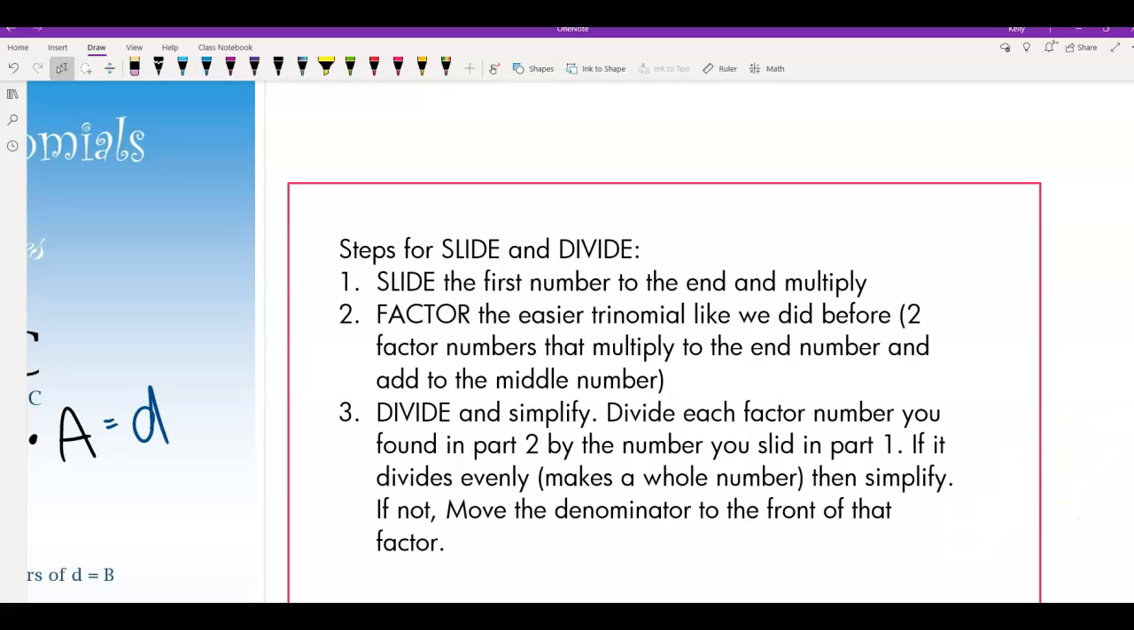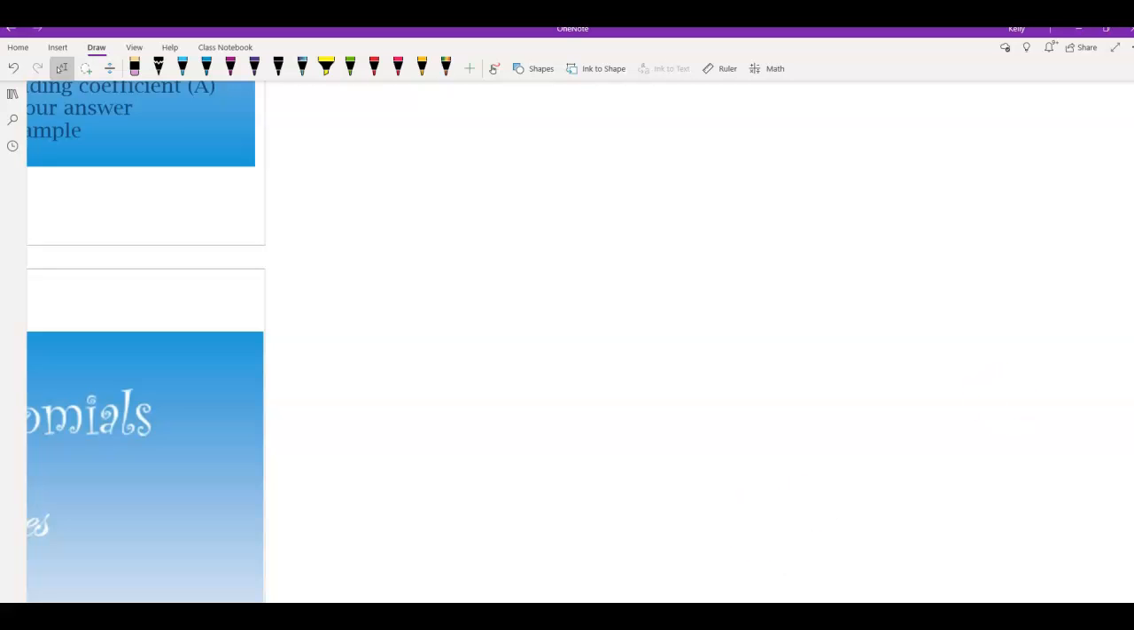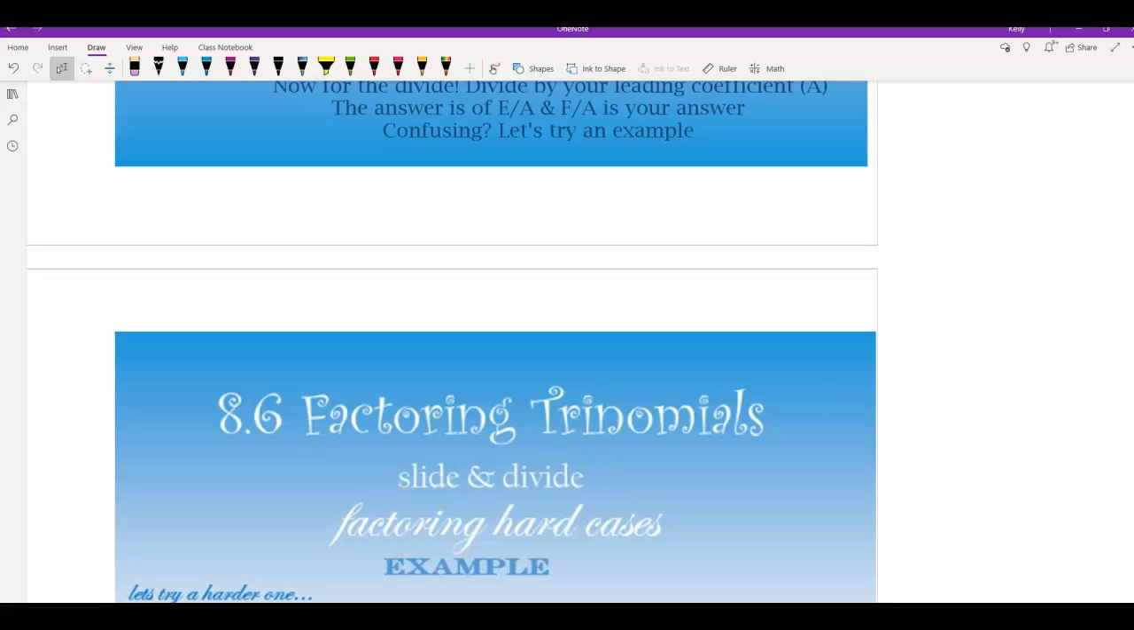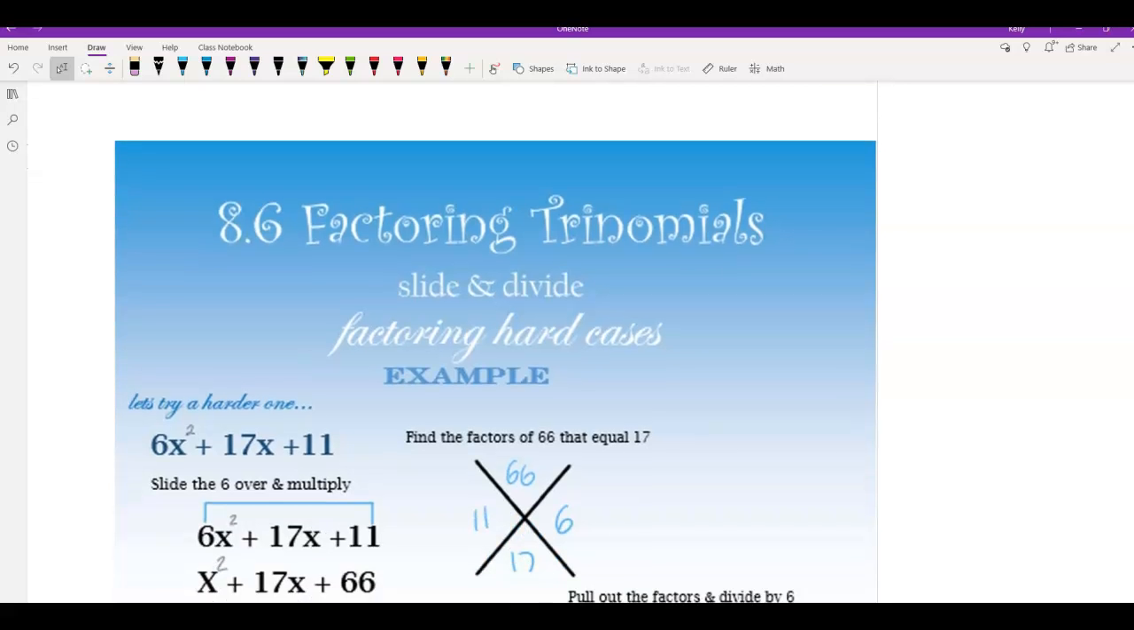So let's take a look at a slide and divide example. First, we're going to check to make sure we don't have a GCF. In our problem, 6x squared plus 17x plus 11, none of those have the same number in them, so that's not going to be a GCF. So we're going to slide our 6 down. 6 times 11 is 66. So my new trinomial is x squared plus 17x plus 66.